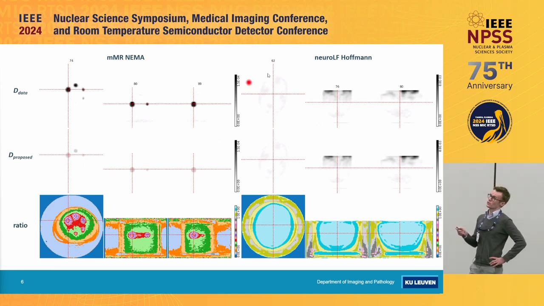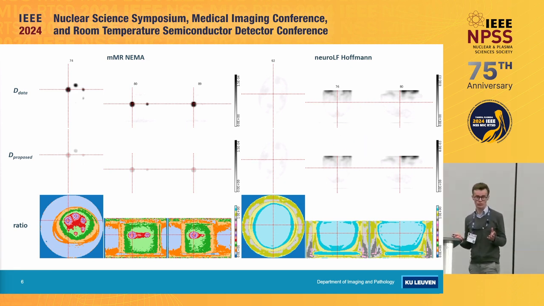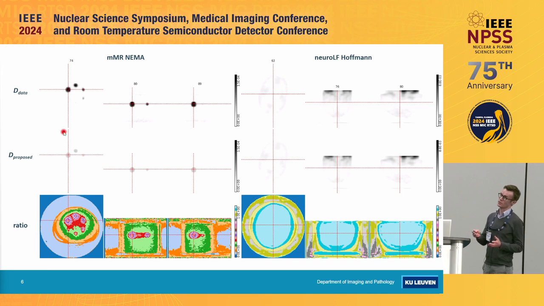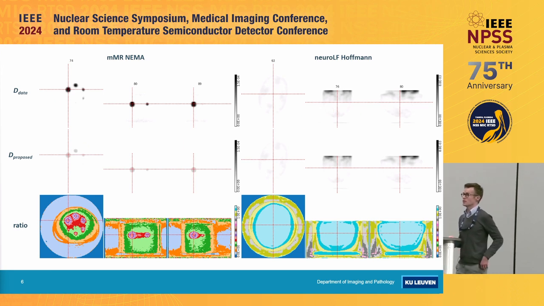And so what I've shown here is the second data set, the NeuroLF Hoffman data set. And here you can see that the proposed preconditioner is almost the same as the data preconditioner, right? The ratio is very close to 1, right? And that's because, relatively speaking, the prior there is much weaker, right? So you're basically doing the original step using the original preconditioner, okay?